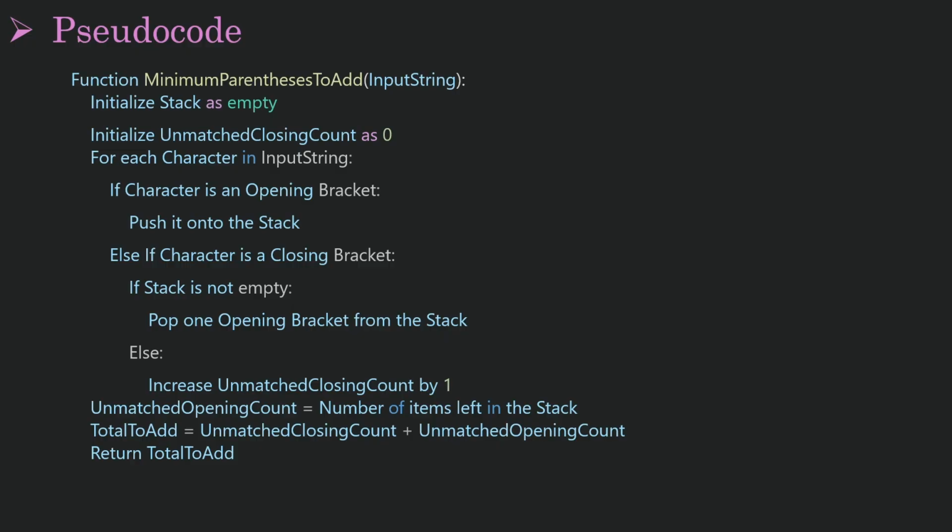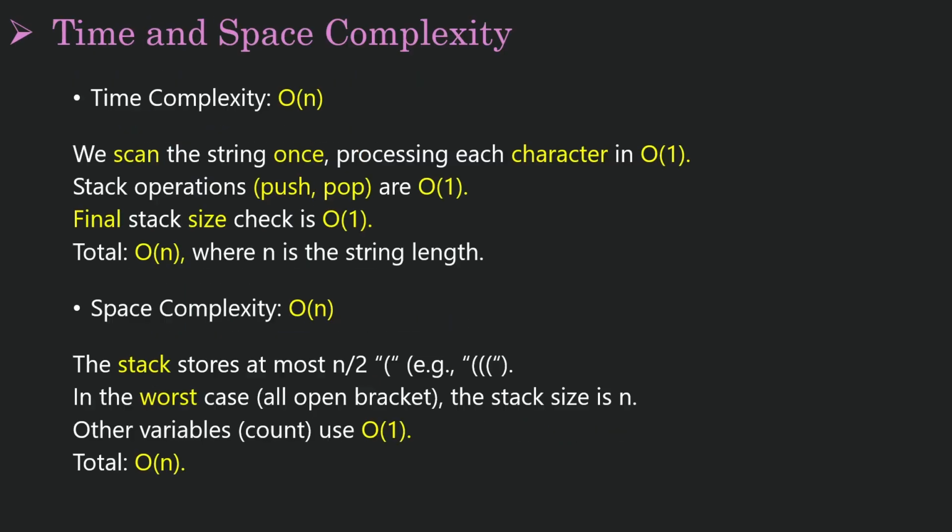Pseudocode. Function minimum parentheses to add, input string. Initialize stack as empty. Initialize unmatched closing count as 0. For each character in input string: if character is an opening bracket, push it onto the stack. Else if character is a closing bracket: if stack is not empty, pop one opening bracket from the stack. Else, increase unmatched closing count by 1. Unmatched opening count equals number of items left in the stack. Total to add equals unmatched closing count plus unmatched opening count. Return total to add.